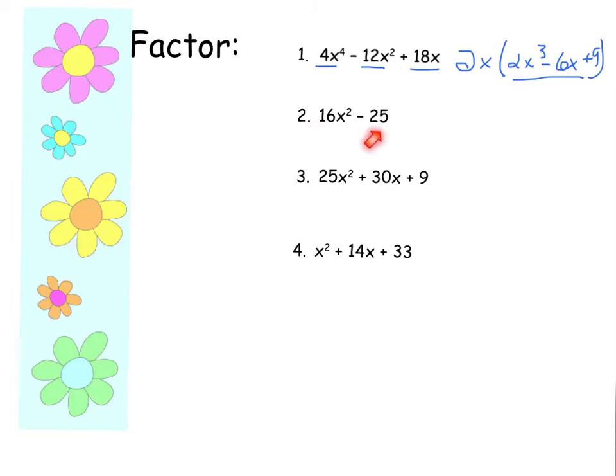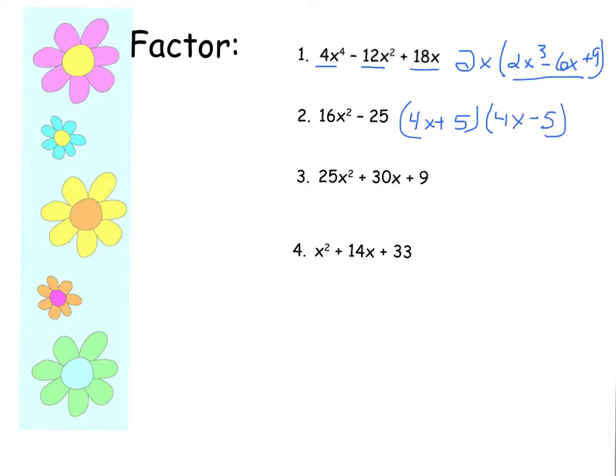All right, question 2. Is there anything in common? No. Is it a special case? Well, it is a binomial. It does have a subtraction sign, and both terms are perfect squares. The square root of 16x squared is 4x. The square root of 25 is 5. So we can factor that as a type 1, where it is the sum and difference of two terms.